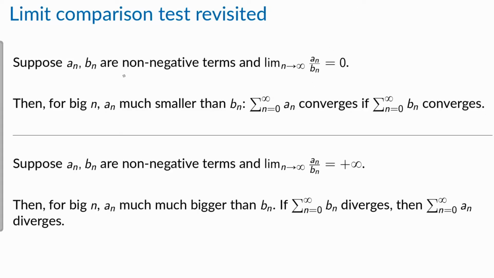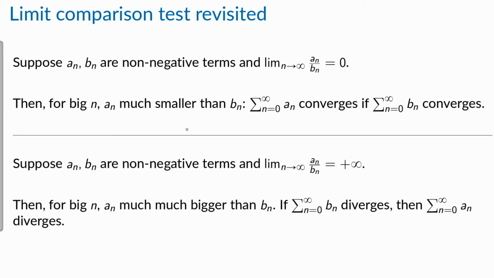So let's consider a situation that's slightly different from the one that we saw in the first formulation of the limit comparison test. In this formulation, we're going to suppose that we have a series with a_n and b_n that are non-negative terms. That much is the same. But now, instead of having a limit equal to a constant that's non-zero, we're going to suppose that the limit is 0.